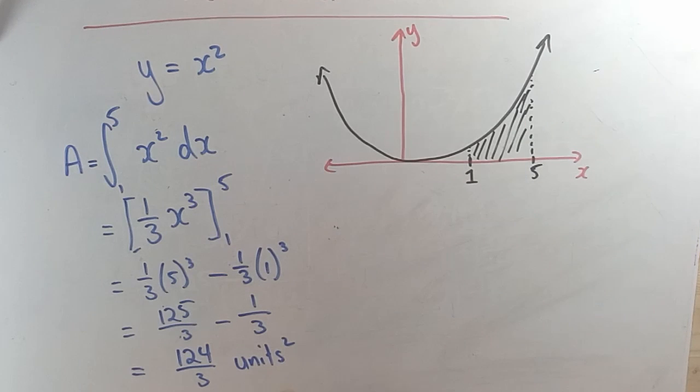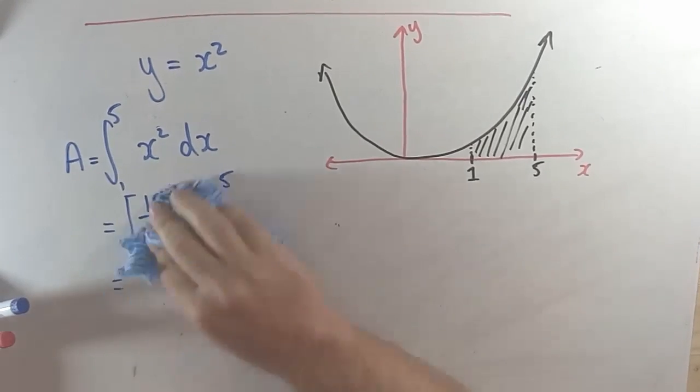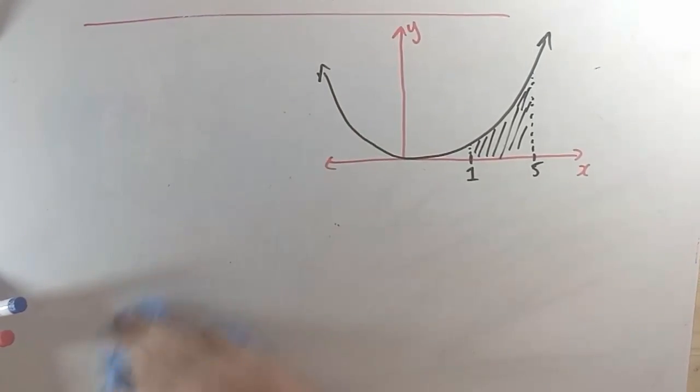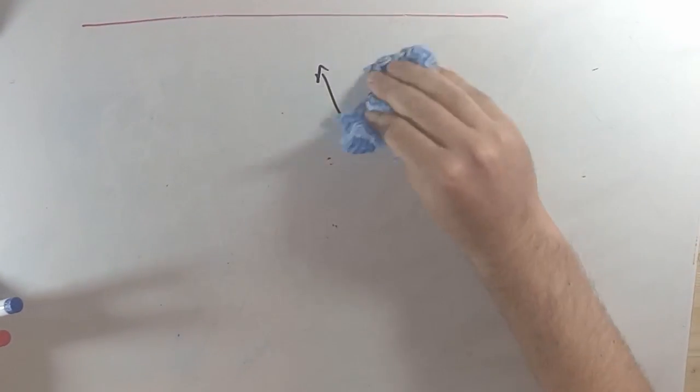Okay, so this is area, so whatever our units are, we'll get squared. Okay, so let's try another one. Get rid of this. What else can we do?